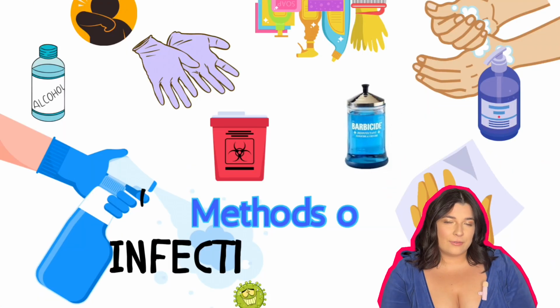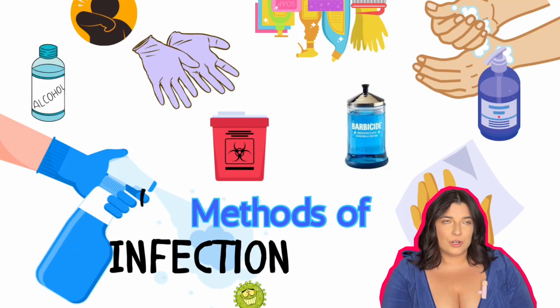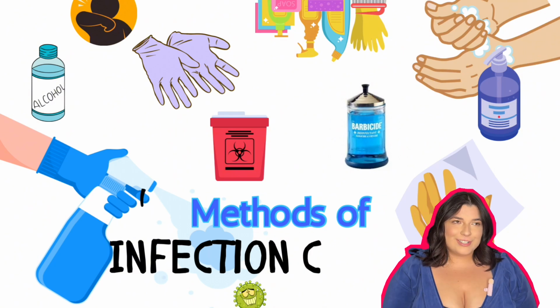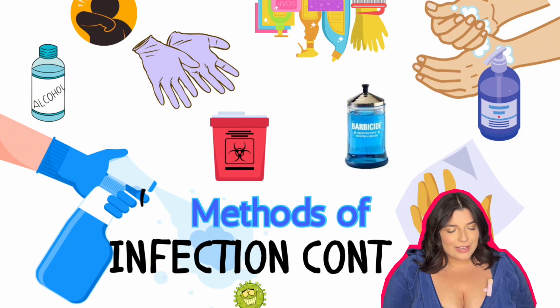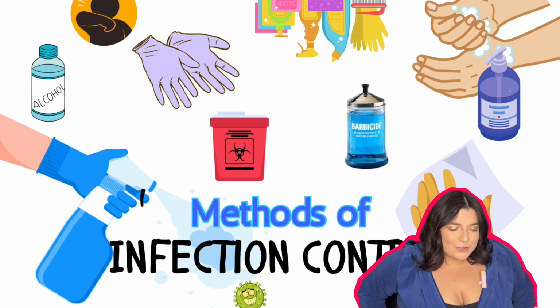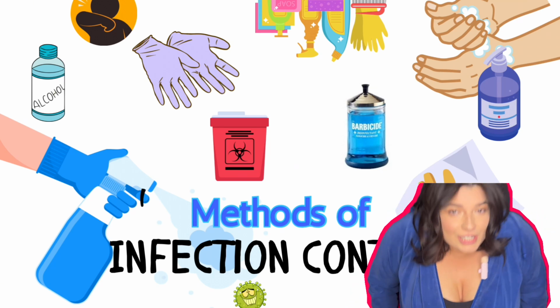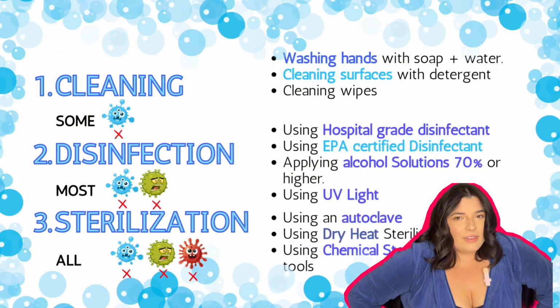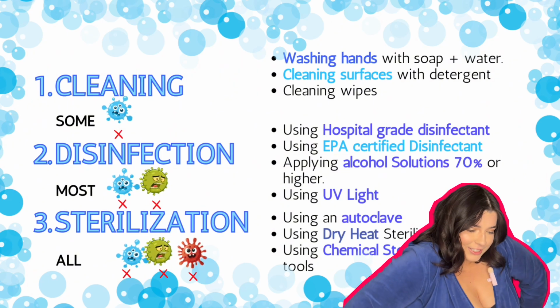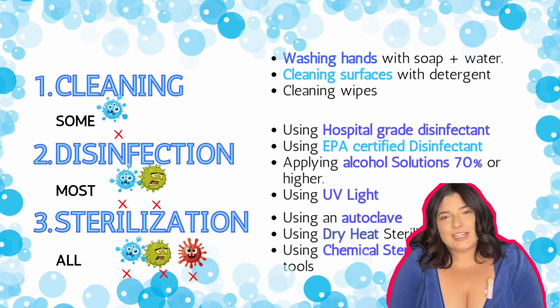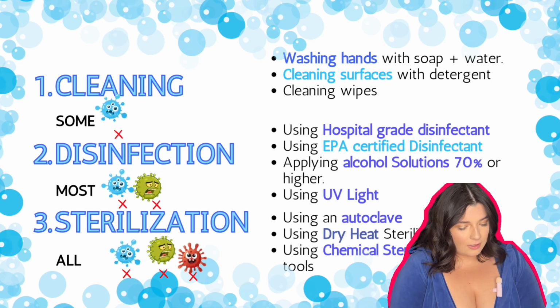Okay, now that we know the levels of infection control, we are going to go over the methods. The first level, sanitization, which is the basic cleaning level, removes all the dirt, debris, some germs, and it does not kill all the germs, guys. Remember that. Methods that you could use to achieve sanitization are washing your hands with soap and water, cleaning surfaces with detergent, using cleaning wipes.